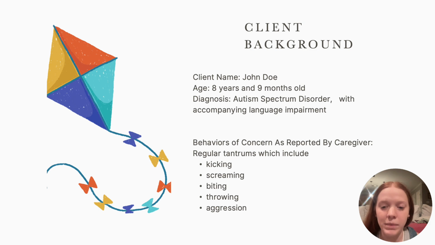Client background. My client's name is John Doe. He's 8 years and 9 months old. He is diagnosed with autism spectrum disorder with an accompanying language impairment. Behaviors of concern, as reported by his caregiver, include regular tantrums, which include kicking, screaming, biting, throwing, and aggression.